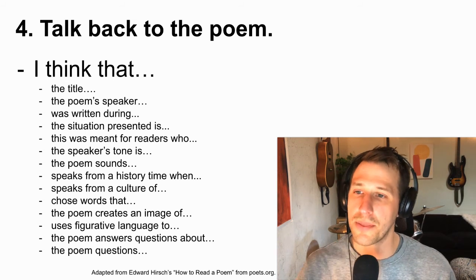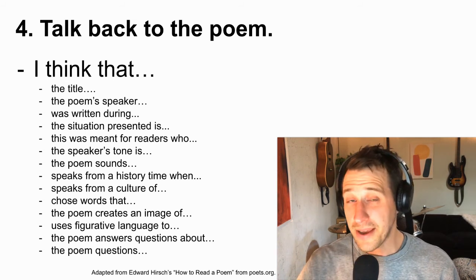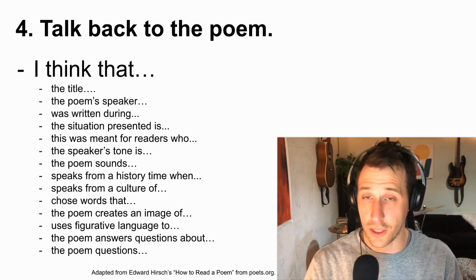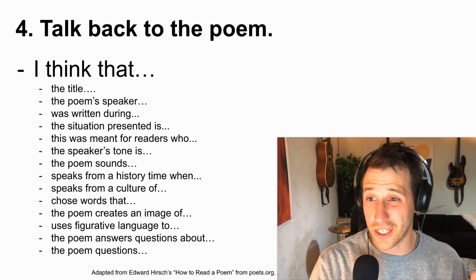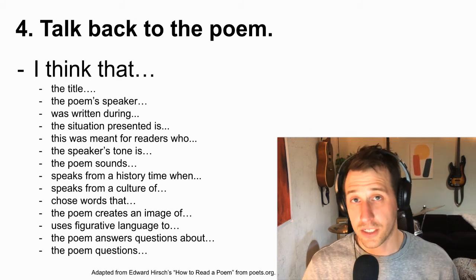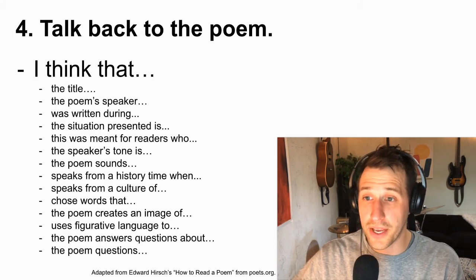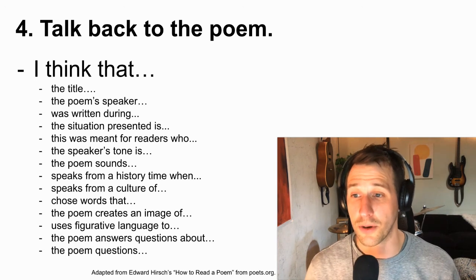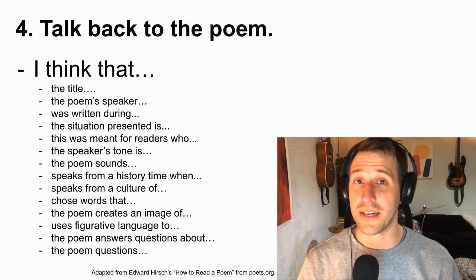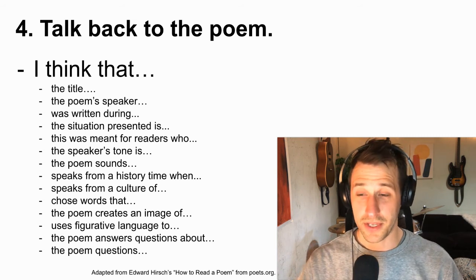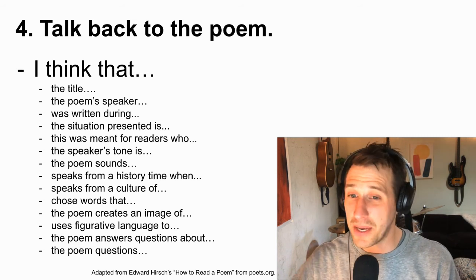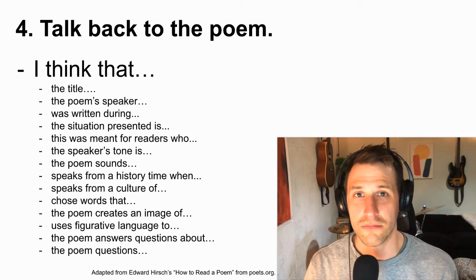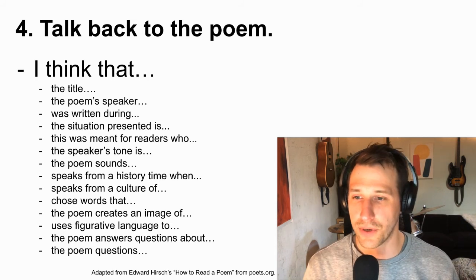Like when I look at it, what do I think about the title? I think this title, Spring Storm, is fairly literal. I think that this poem and this poem's speaker is talking about a spring storm. I think it was written either during a storm, or maybe William Carlos Williams was just thinking about a storm. In either case, I think the situation presented is a storm. This is about a spring storm. It's maybe meant for readers who, I don't know, are nature lovers or poetry lovers, but someone who's watched ice melt in the spring.